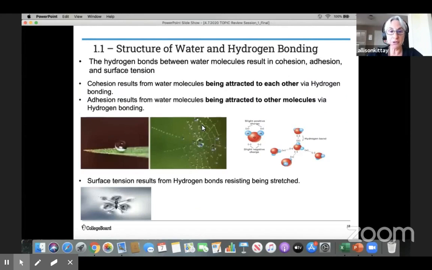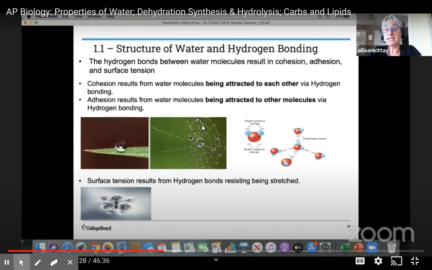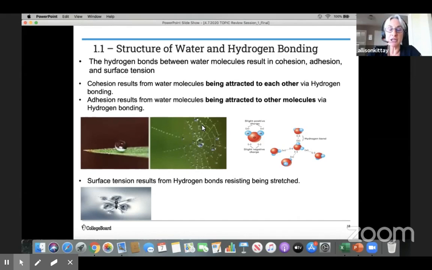So let's talk about those three properties that result from hydrogen bonds in a little bit more detail: cohesion, adhesion, and surface tension. Cohesion means that water molecules like to stick to each other through hydrogen bonding, whereas adhesion means that water molecules like to stick to other molecules through hydrogen bonding.